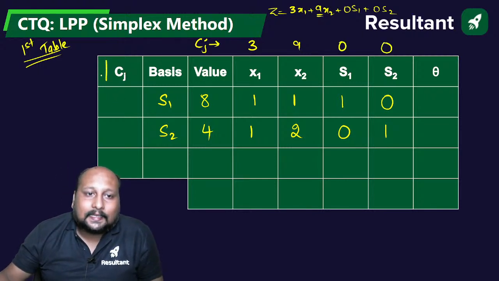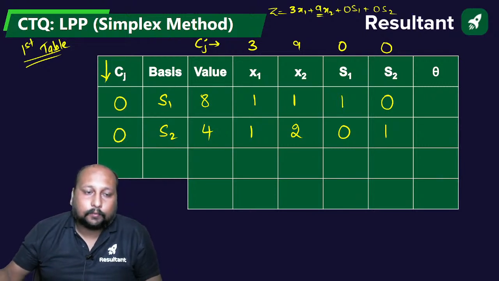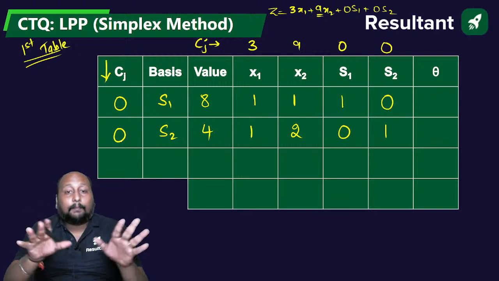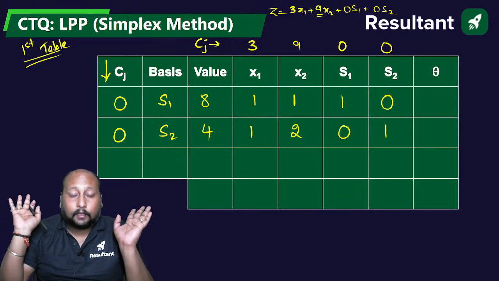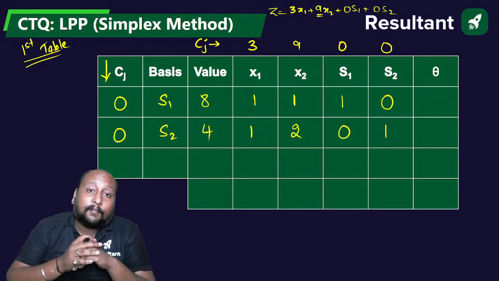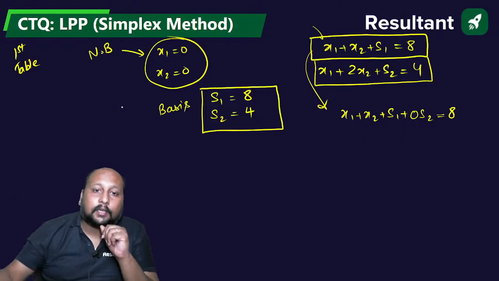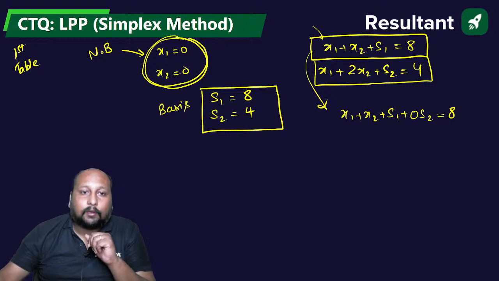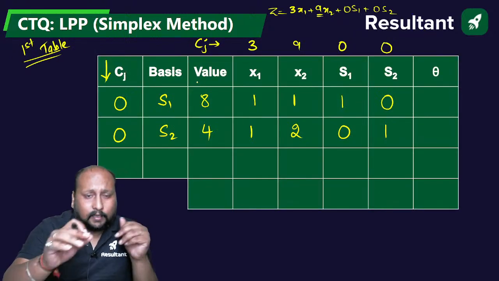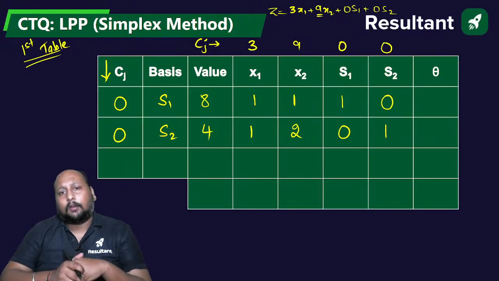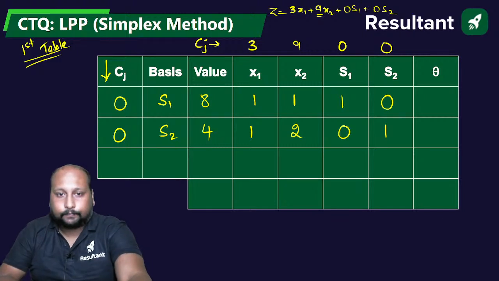So here we are writing the Cj value. Cj of s1 is 0 and s2 is also 0. So this is the complete table for table number 1. Now we have to check whether this solution, if I take x1 equal to 0, x2 equal to 0, s1 equal to 8 and s2 equal to 4, is optimal or not. That we need to check.